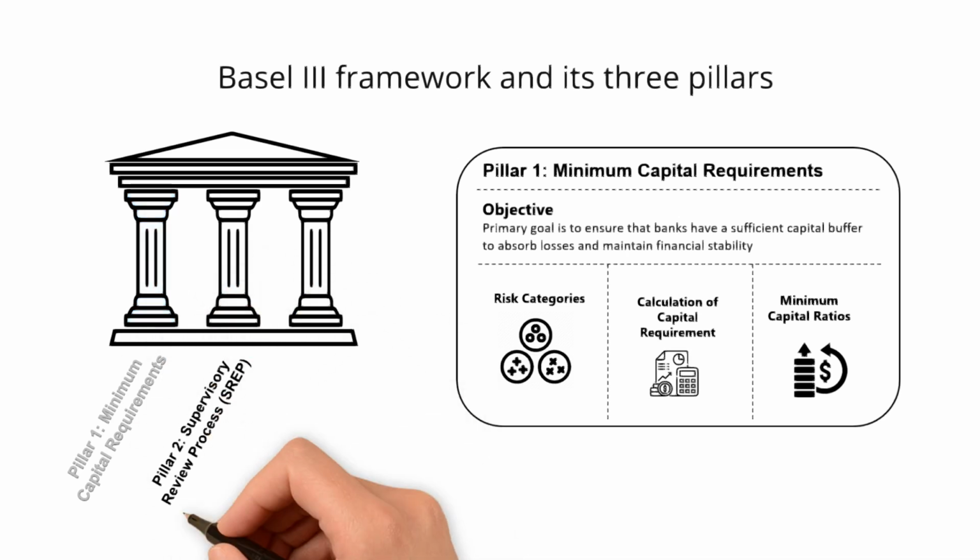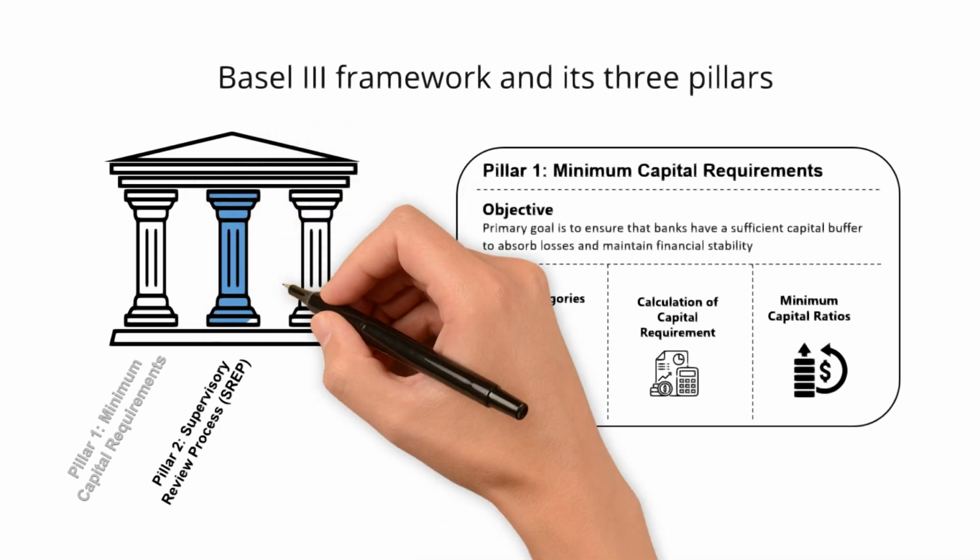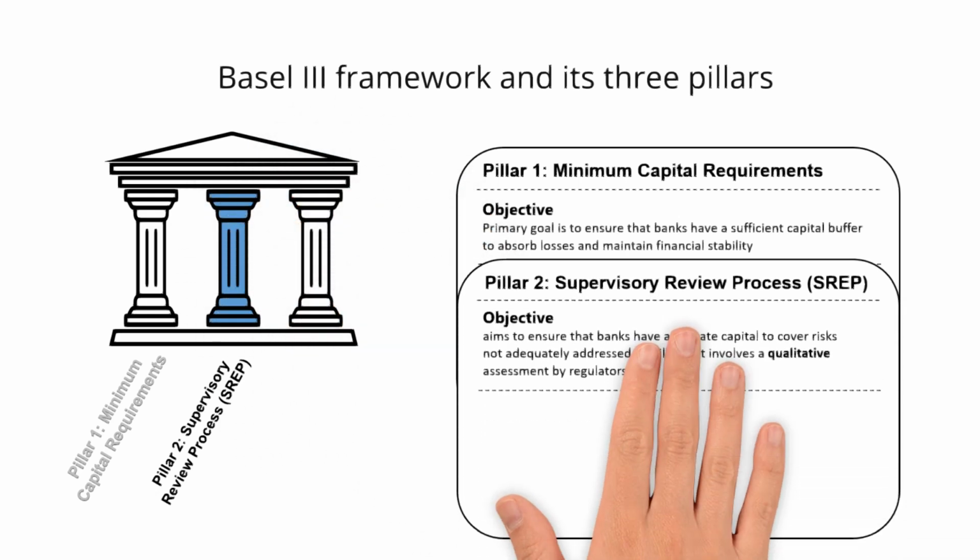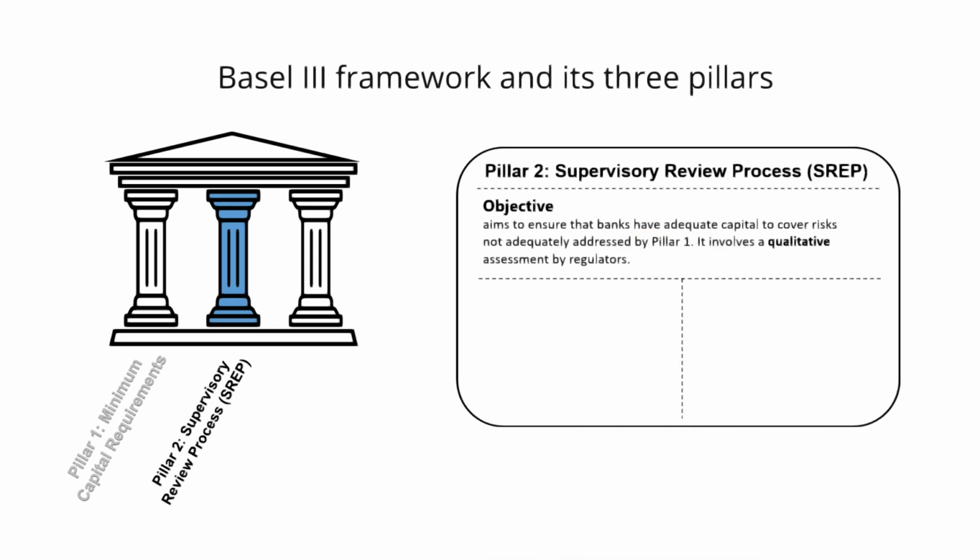Let's move on now to Pillar 2. Supervisory review process, or so-called SREP. What is the objective? Pillar 2 focuses on the supervisory review process and aims to ensure that banks have adequate capital to cover risks not adequately addressed by Pillar 1. It involves a qualitative assessment by regulators.